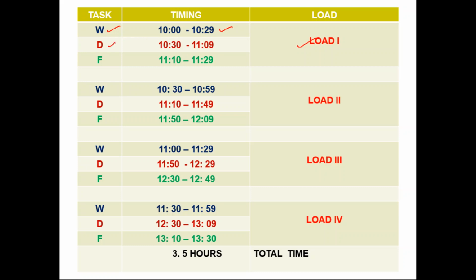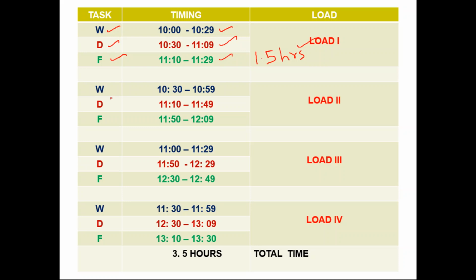Then drying takes 40 minutes. So if it starts at 10:30, it will end at 11:09. Okay, and then folding takes 20 minutes. So if it starts at 11:10, it will finish at 11:29. So for the first load alone, how many minutes does it take? 90 minutes, which is 1.5 hours. There is no change in the first load, whether it is sequential or pipelined, it is the same. The first load's output will come at 1.5 hours.